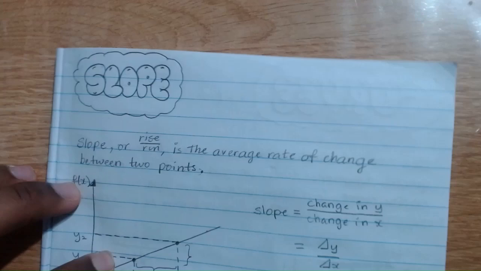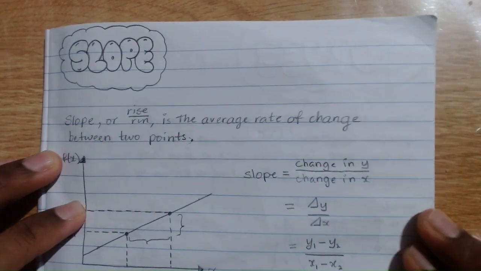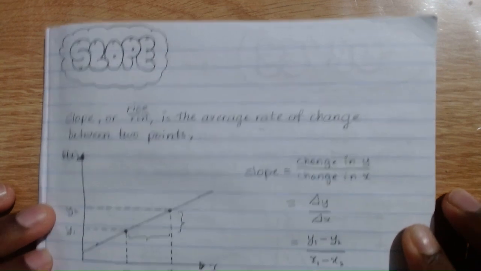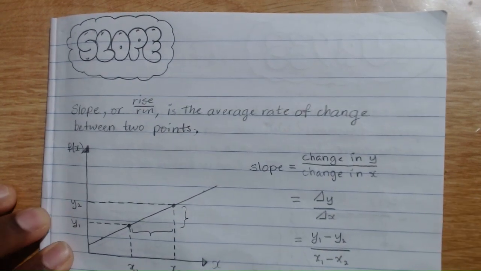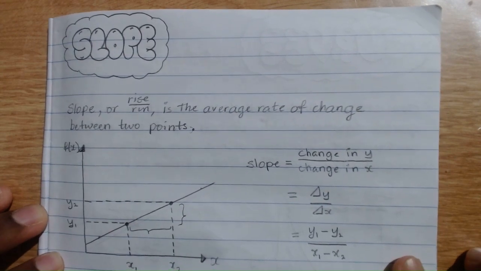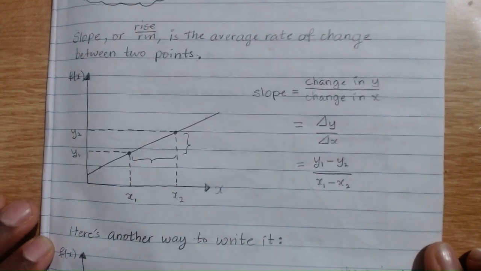So I've separated this by topic, so it's a little easier to go through, and a little bit easier for my future self as well. So let's start with the slope. Slope, or rise over run, is the average rate of change between 2 points. This could be 2 points in time or 2 points on a graph, which is what I have here.